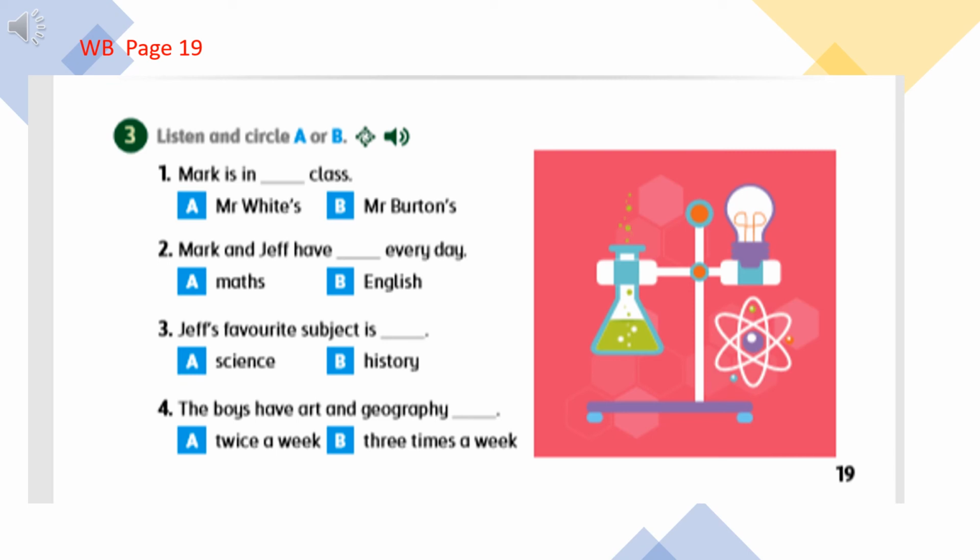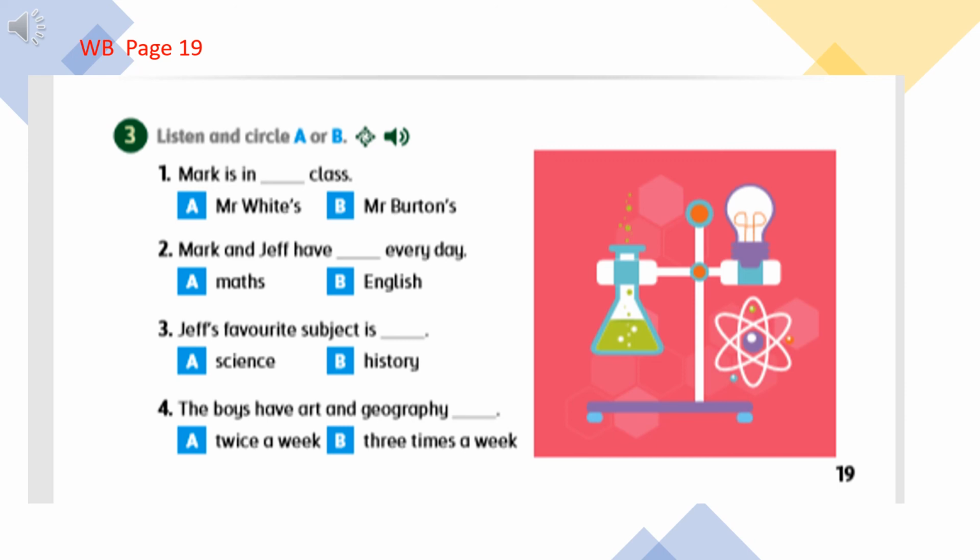How often have you got art, Jeff? Let me see. 1, 2, twice a week. Me too. I have art and geography twice a week. Really? You have geography twice a week? I've only got geography on Mondays. No, you haven't, Jeff. Look, you have geography on Wednesdays too. Oh yeah, of course. Silly me.